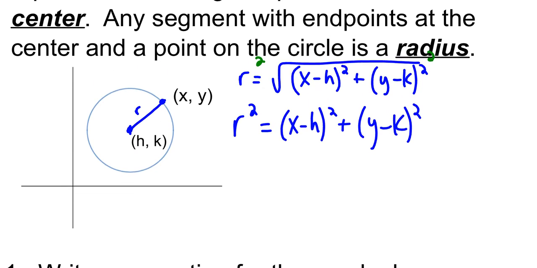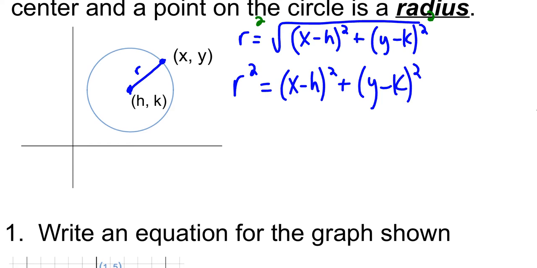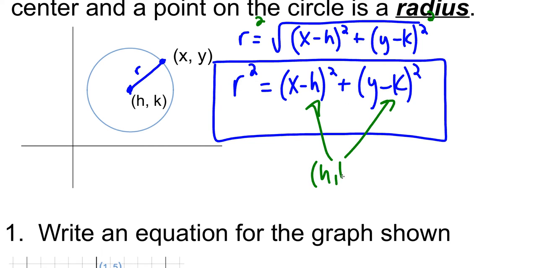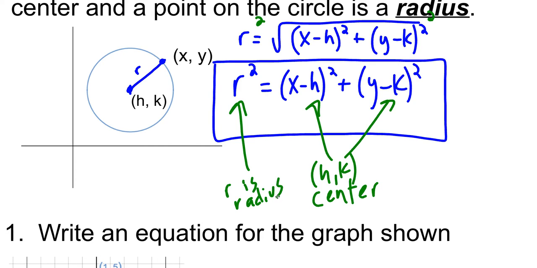This is the general form of a circle. Okay, so if you were asked to write an equation of a circle, this is what we're looking for. Remember that (h, k) is going to be your center, and r is the radius. Okay, so now we can write equations of circles just like we can write equations of lines and parabolas and all that good stuff.